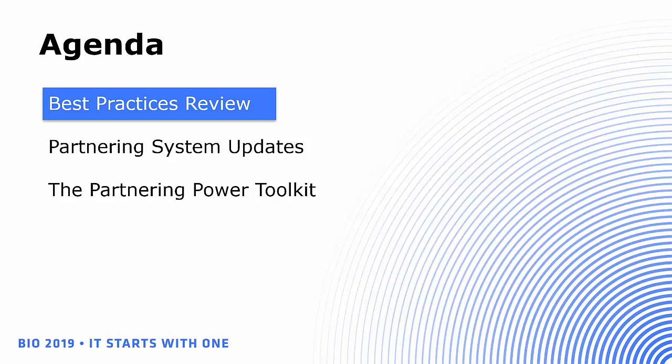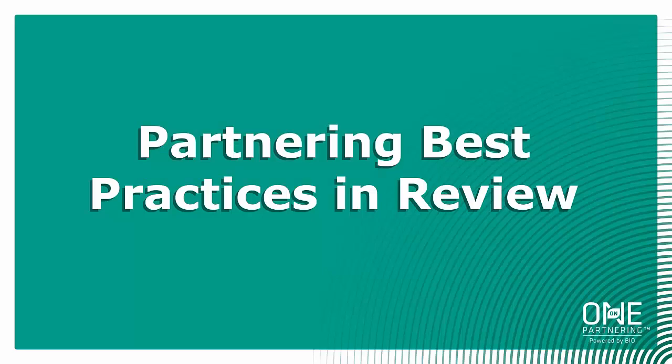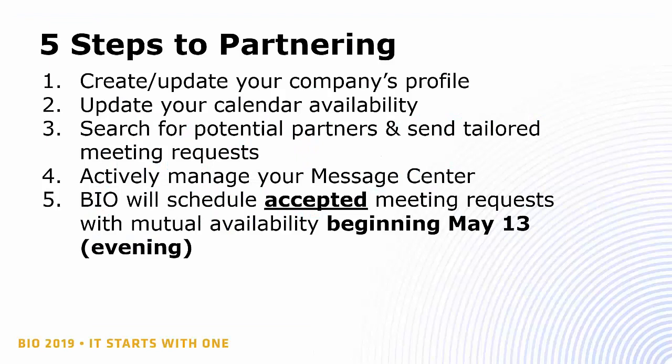All right, so let's go ahead with the review of the best practices in partnering for Bio 2019. Most likely, if you're listening on this advanced webinar, you're already doing all of these things, but just as a quick reminder, first, you're going to want to create and update your company's profile. We'll look more at that later. Second, be sure to update and keep updating regularly your partnering calendar availability. Next is make sure that you're going into the system regularly, searching for your potential partners and actively sending tailored, customized meeting requests. Fourth is manage your message center, so again, going in regularly.